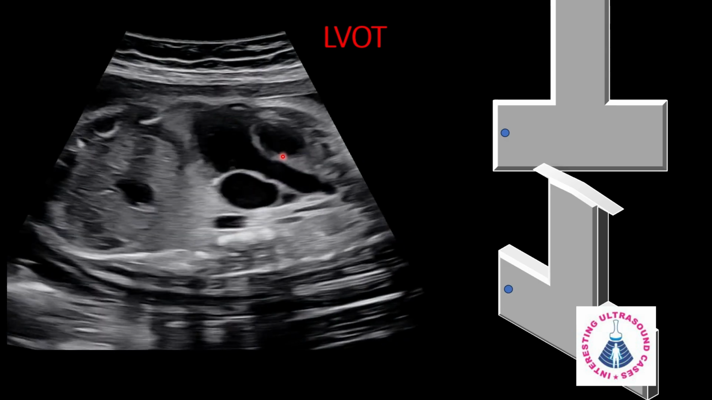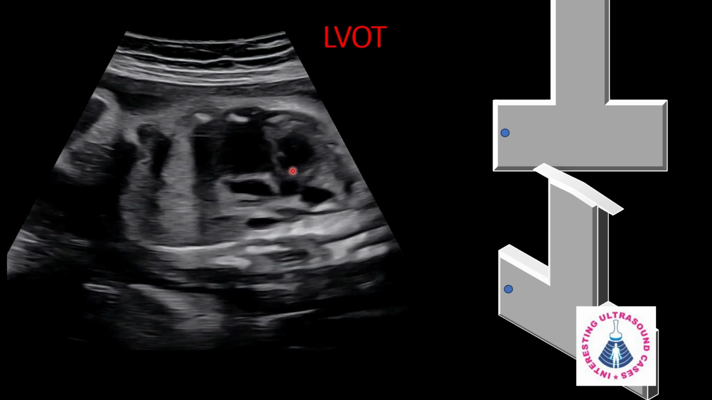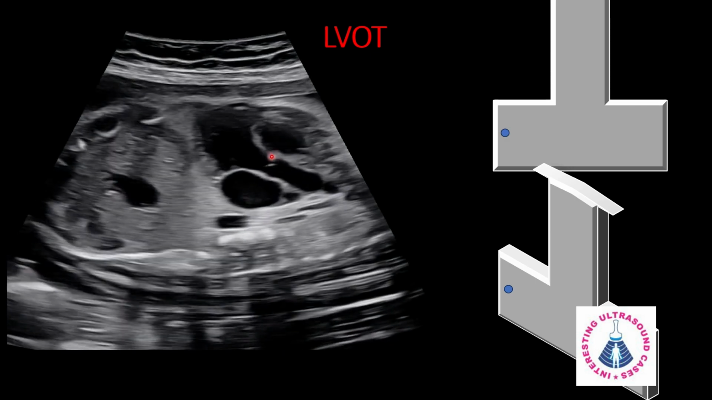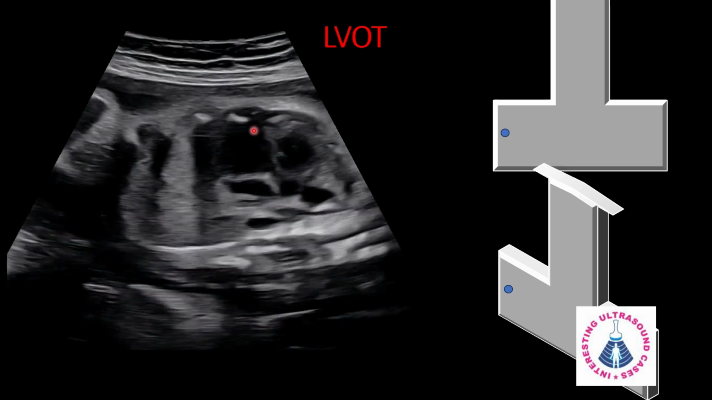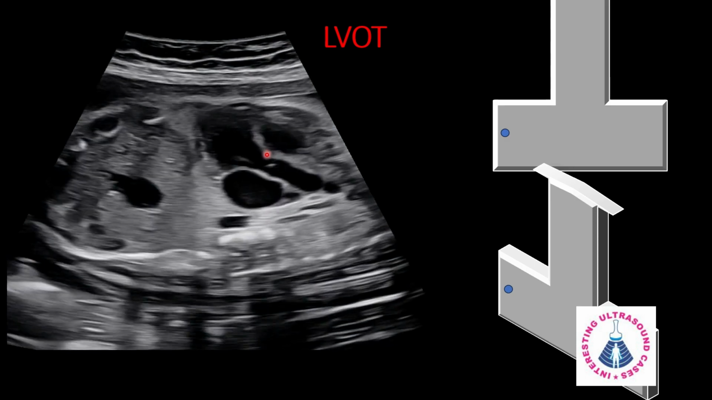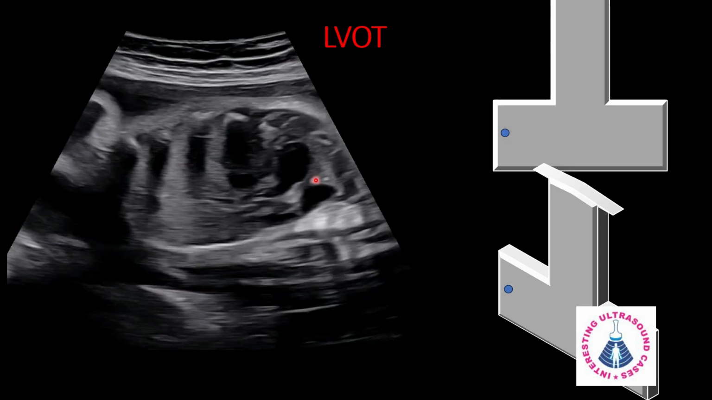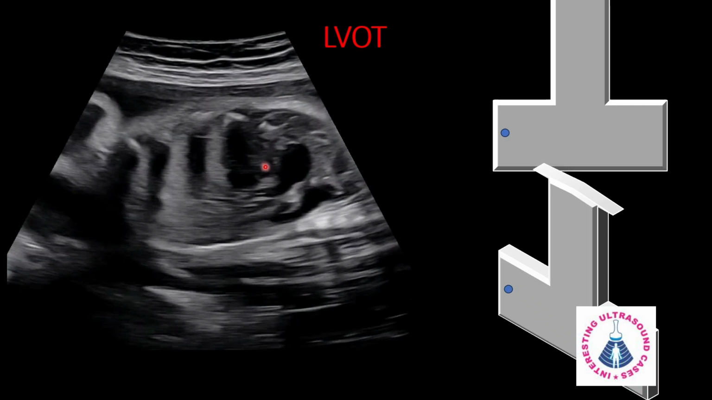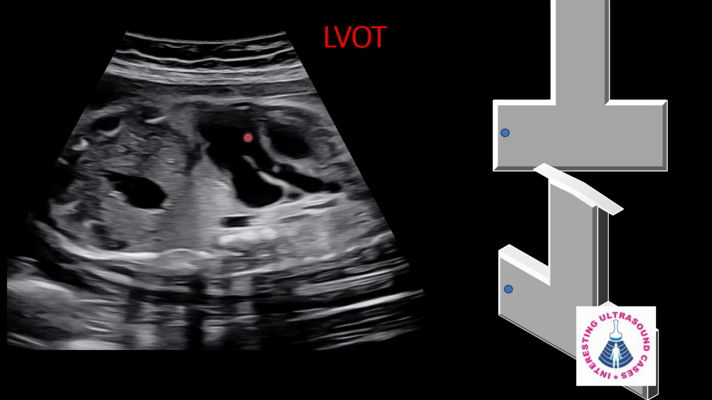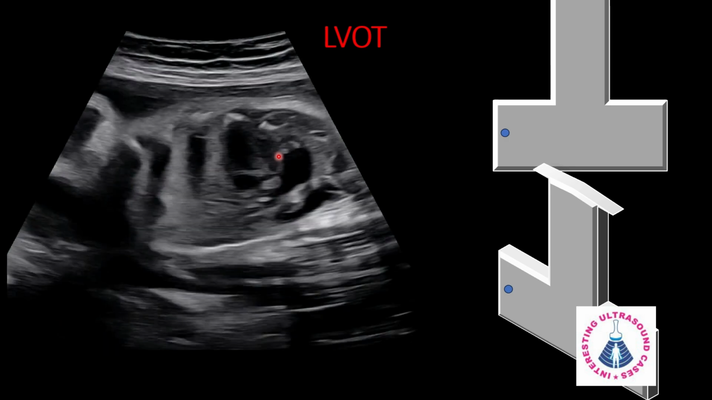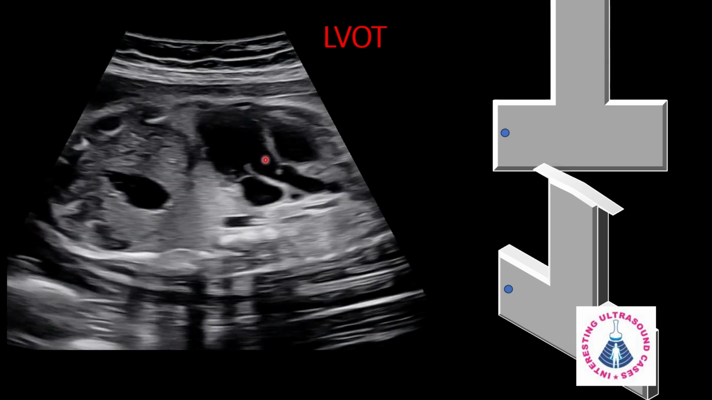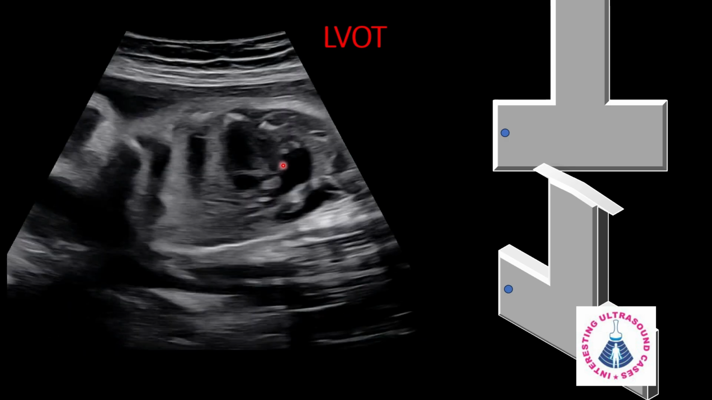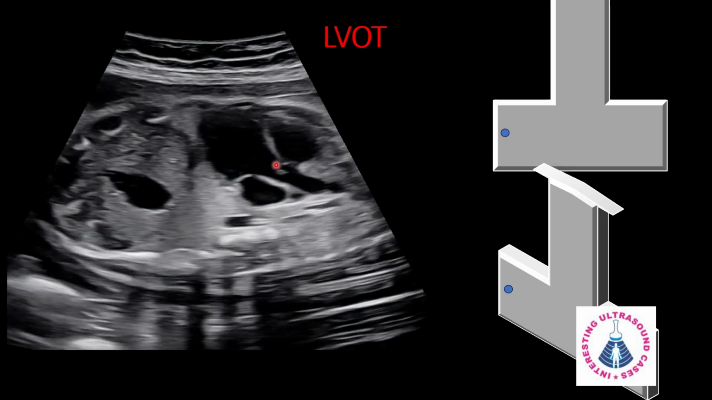What is the most important thing to be seen in this view is, we have to look for septo-aortic continuity. That is, the interventricular septum is continuous with the anterior wall of the aorta. If we see any defect in this portion of the septum, that is subaortic VSD, we should look for defects below the level of insertion of the aortic valve.